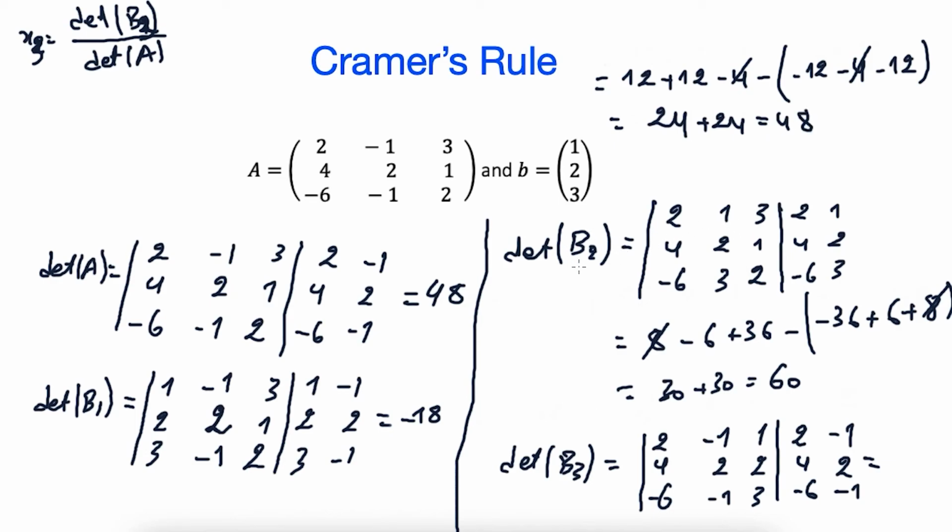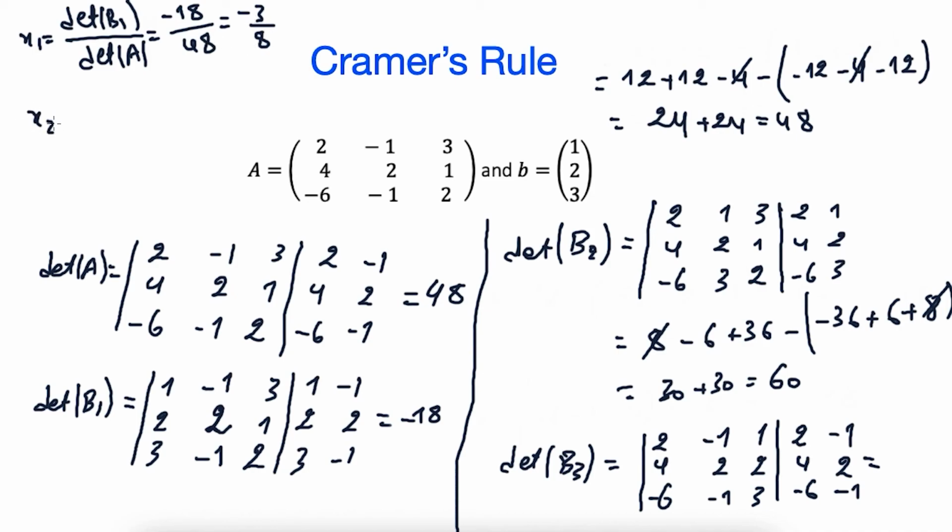So now we get all the determinants, and we just replace them here. So x1 is equal to determinant of b1 over determinant of a. So this is minus 18 over 48, and this equals, when we divide by 6, minus 3 over 8.